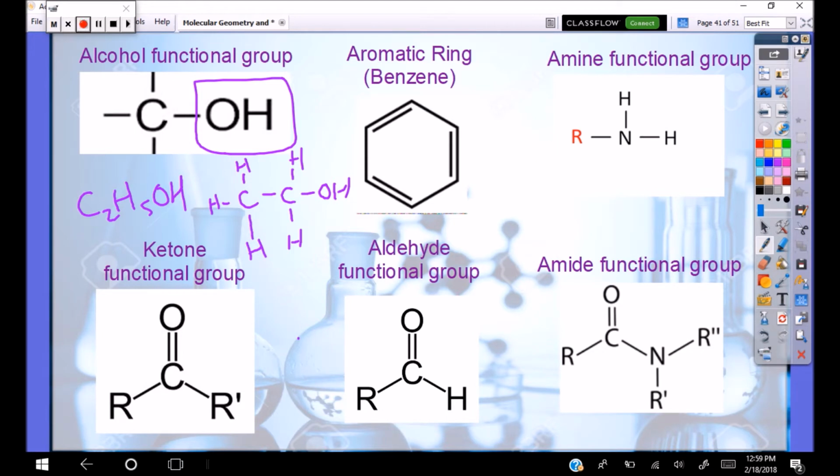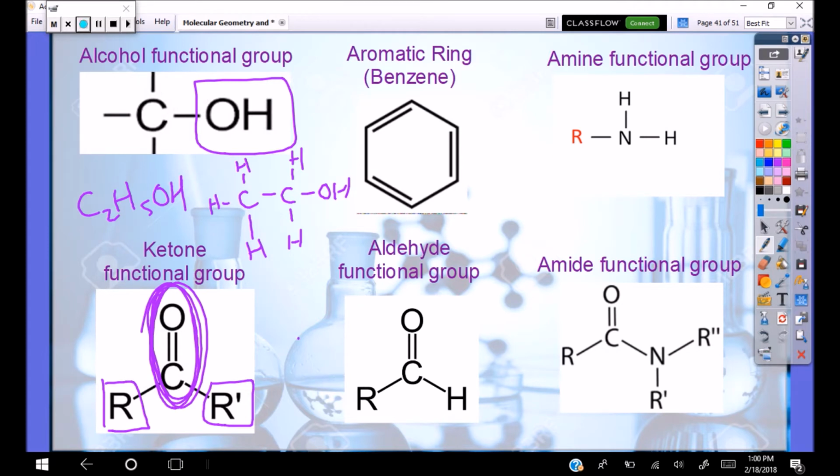Some of these other functional groups have very similar features. The ketone is a carbon double bonded to an oxygen, and it has 2 R groups off of it. If we looked at it, this looks like part of a key. That's how we remember that. It looks like part of a key that you would stick into the door, whereas some of these other functional groups are a little bit harder to memorize exactly what they are.